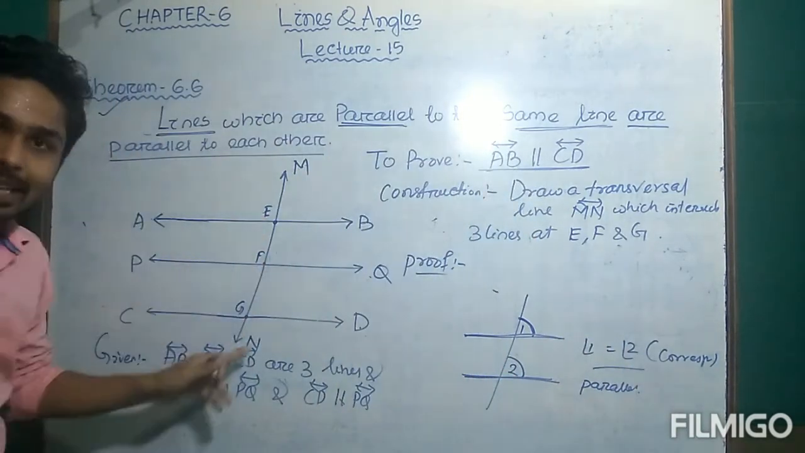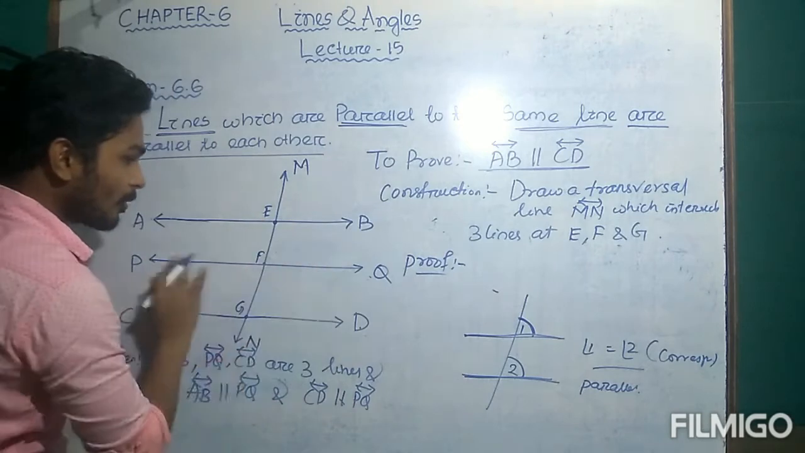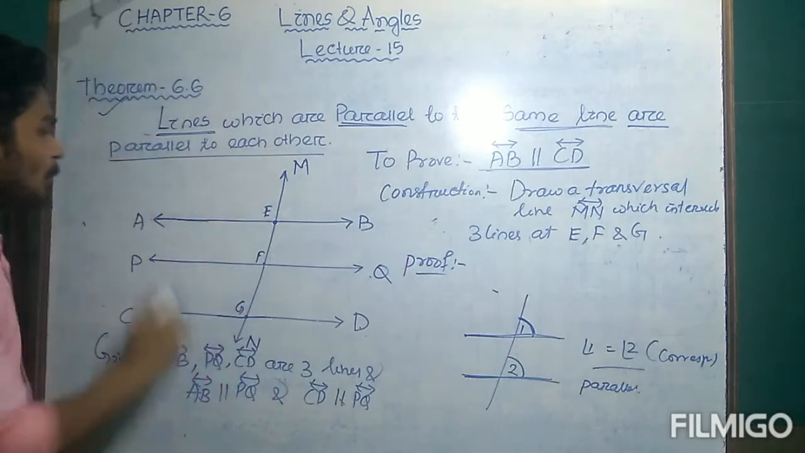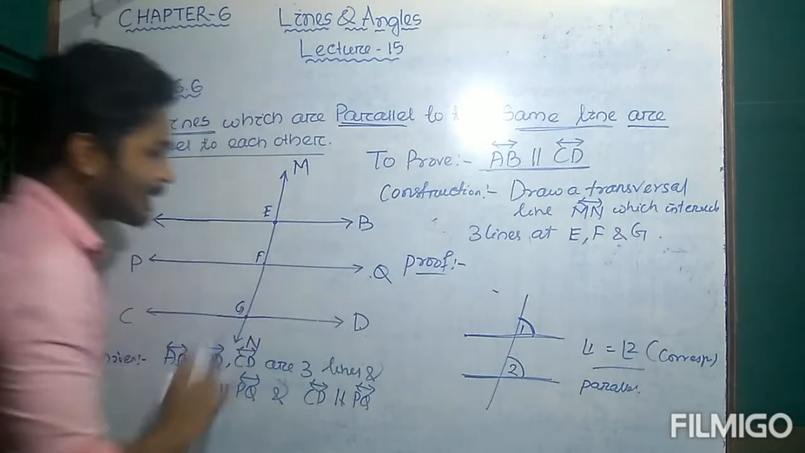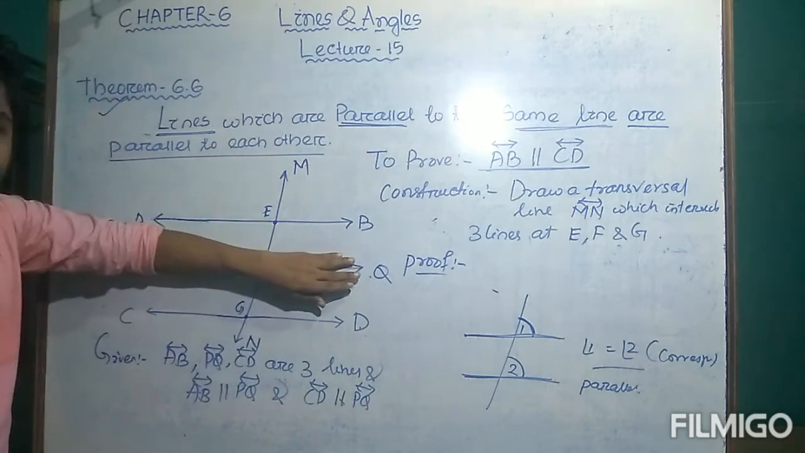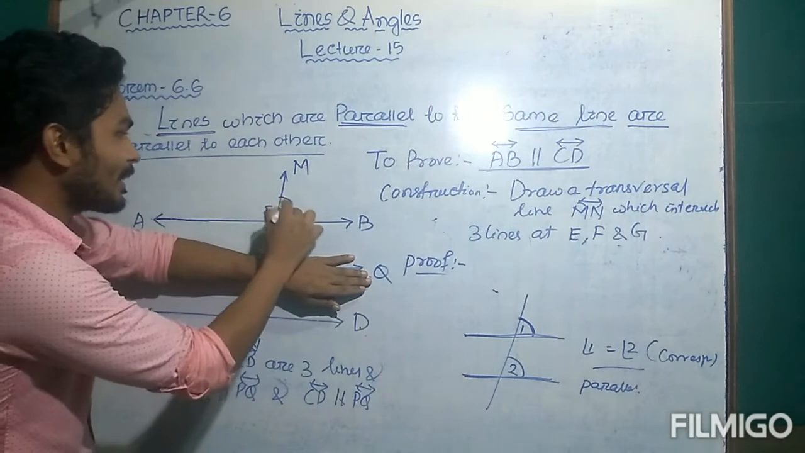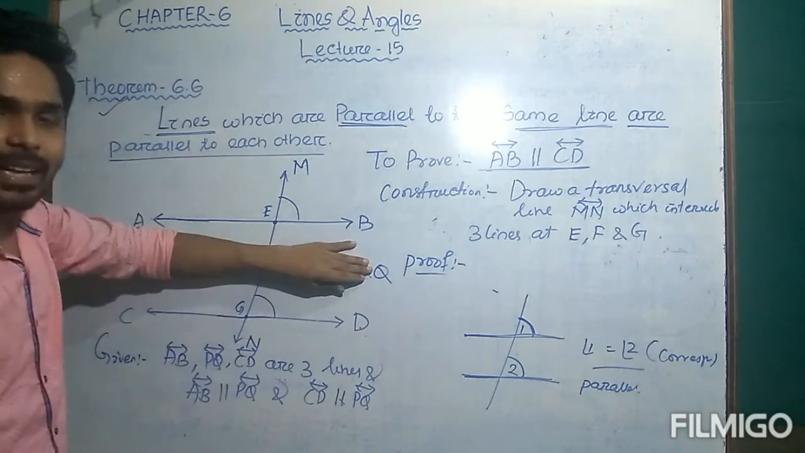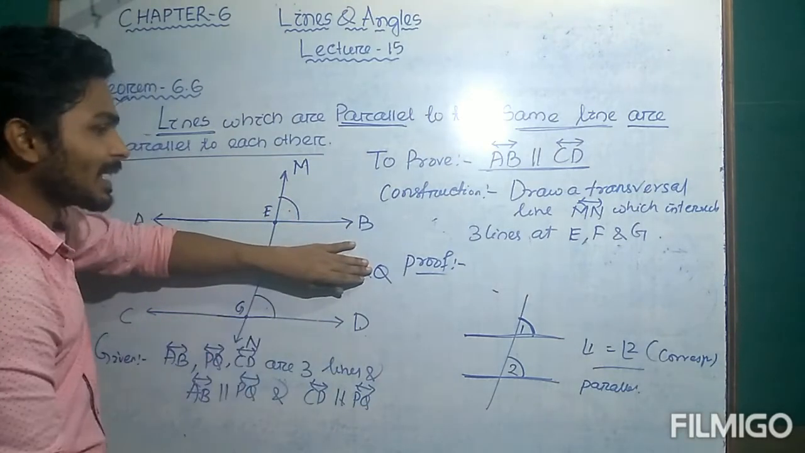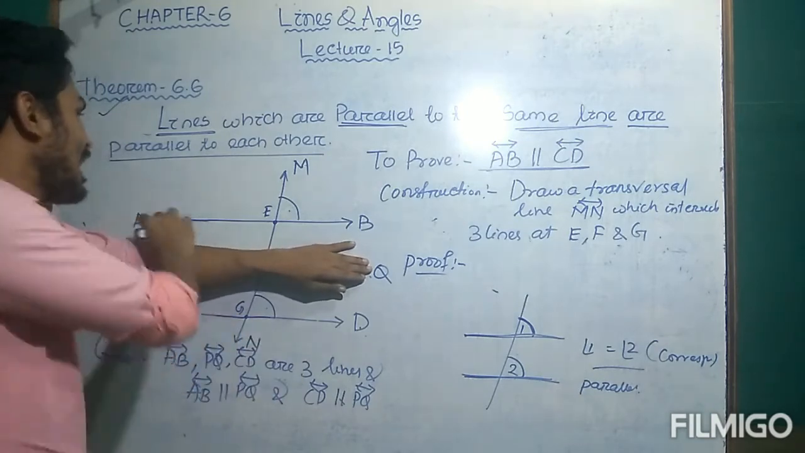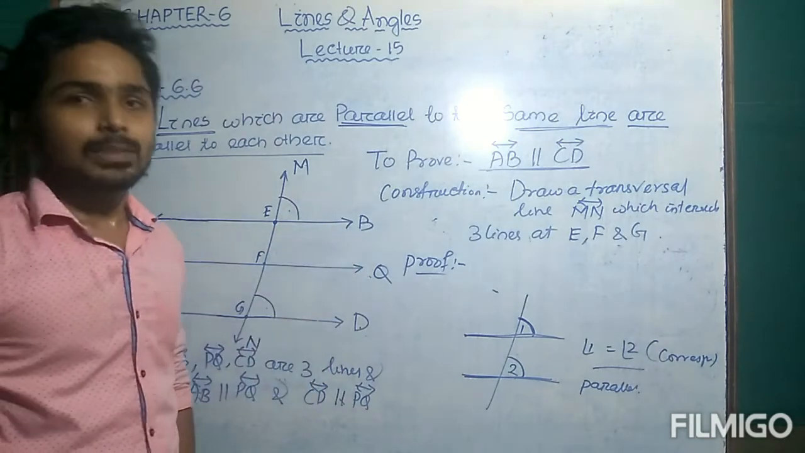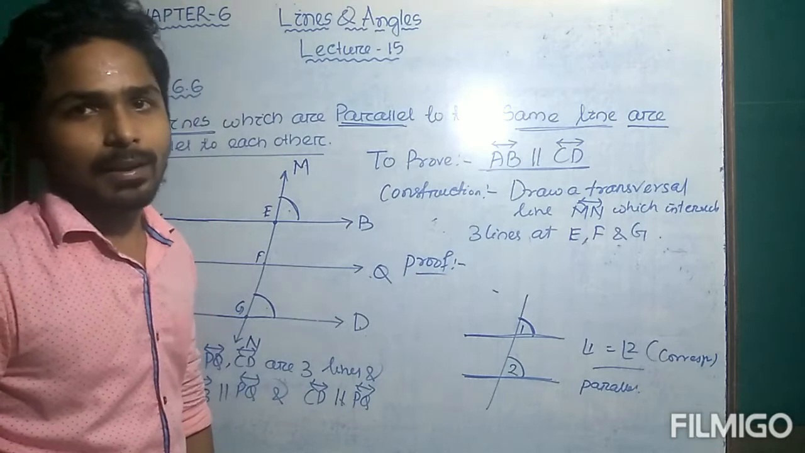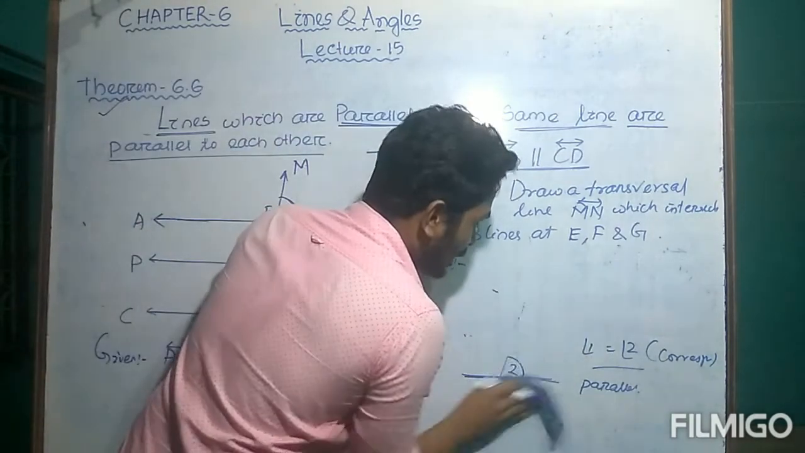So in this case, forget about the line PQ. Consider only the transversal line MN which intersects AB and CD at E and G. If we can prove this angle and this angle, which are known as corresponding angles, are equal, then we can say yes, AB is parallel to CD. So our basic target is to show these two corresponding angles to be equal. Let us prove them.